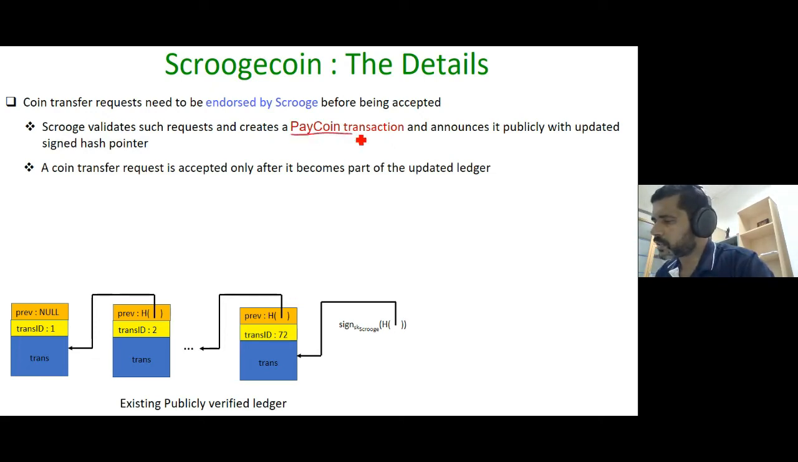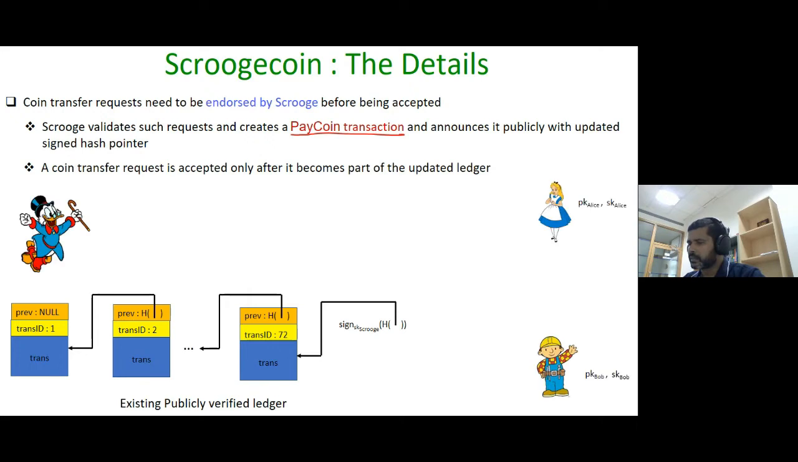Whereas if the type of block which Scrooge is making public is of type pay coin, let's see how exactly the update happens in that scenario. So imagine at the moment, in the public ledger, there are 72 blocks, which have the record of all the transactions, all the created coins, all the valid transactions which have taken place, and so on. Now, suppose Alice wants to pay the coin number 2,1. That means she is actually referring to the transaction number 1 in block 2, where a coin was generated for Alice, which she now wants to pay to Bob.